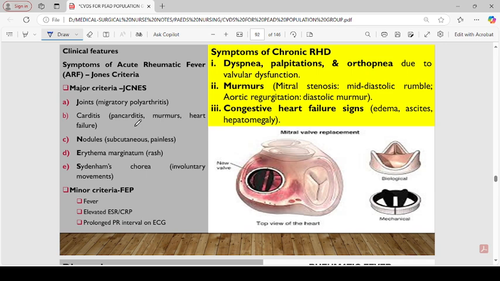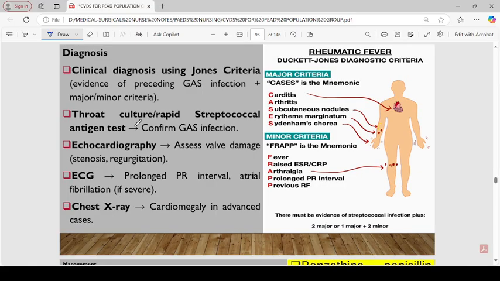So for the minor criteria of the Jones criteria, it includes the FEVER, which is fever, elevated erythrocyte sedimentation rate, and C-reactive protein, along with prolonged PR interval on the ECG. Diagnosis, clinical diagnosis, you normally do it by using the Jones criteria. Jones criteria, so we have evidence of preceding group A streptococcal infection plus major or minor criteria.